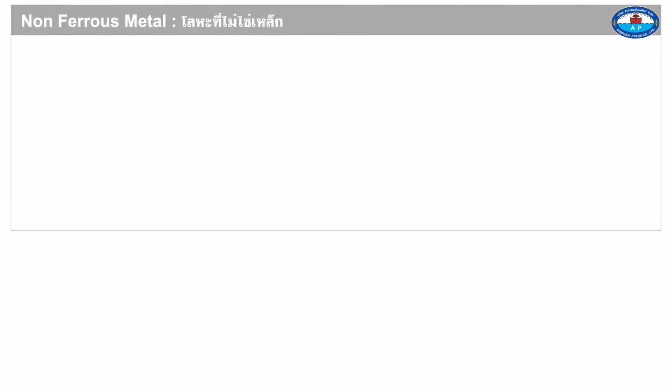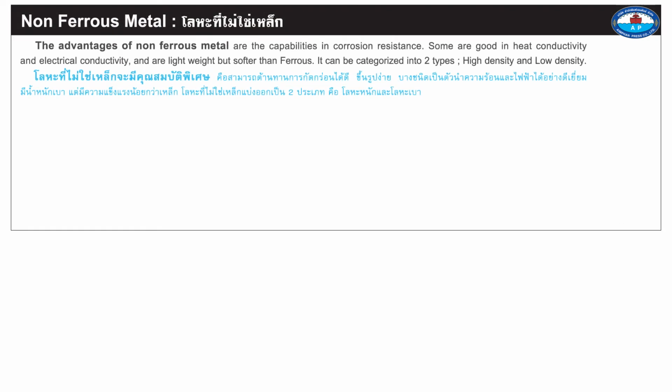Page 26. Non-ferrous metal. The advantages of non-ferrous metal are the capabilities in corrosion resistance. Some are good in heat conductivity and electrical conductivity and are lightweight but softer than ferrous. It can be categorized into two types: high density and low density.